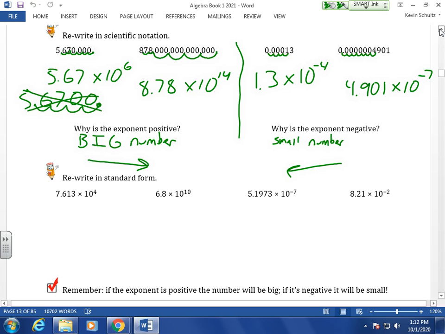Okay? So for the next section, where we rewrite these numbers in standard form, 7.613 times 10 to the positive 4th, is this number going to end up being a large value or a small value? Large. Because we got a positive power, which means we're multiplying by 10 4 times, or moving the decimal to the right 4 times. Right? That extra empty space that we have there gets filled in with a 0. And so our original number is 76,130.